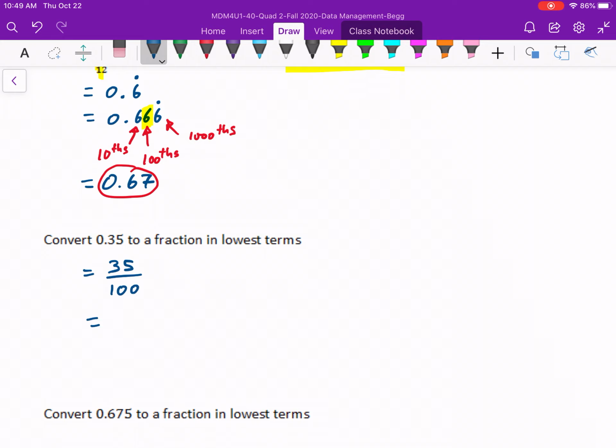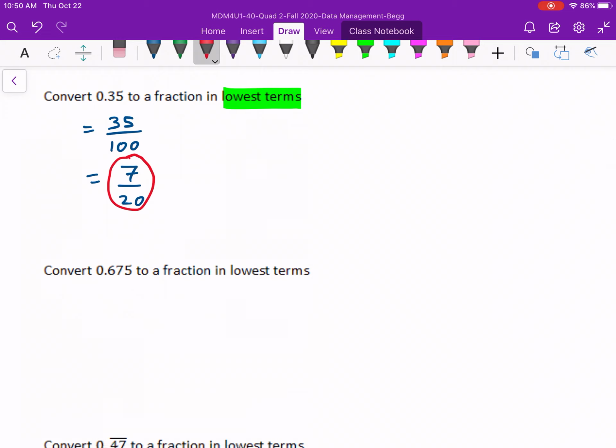And now we've got a fraction, but we want it in lowest terms. We always want to put things in lowest terms. So we look for a number that divides evenly into top and bottom. And I can see that they're both divisible by 5 for starters. And I'll get 7 over 20. I should still check to see if I can go farther, but 7 is a prime number, so I'll quickly realize that since 7 doesn't go into 20, there's nothing that's going to go into both of them.